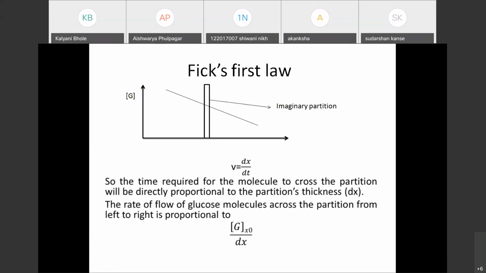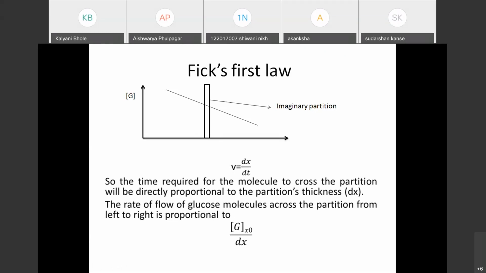That velocity is nothing but dx by dt. A simple definition: v is equal to distance upon time, so v is equal to dx by dt. The time required for the molecule to cross the partition will be proportional to the partition thickness, right?